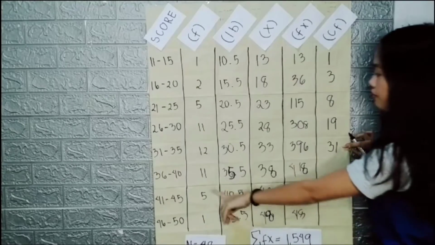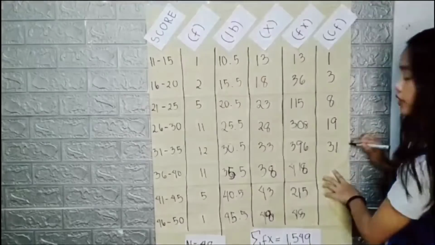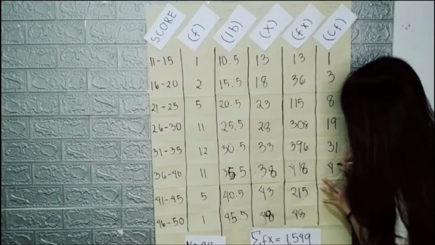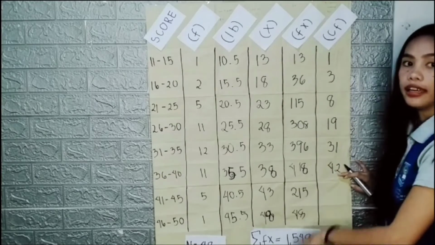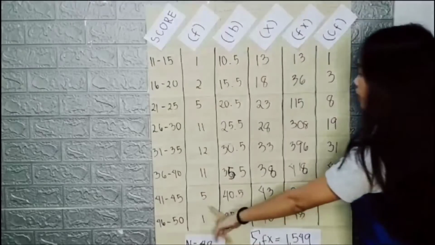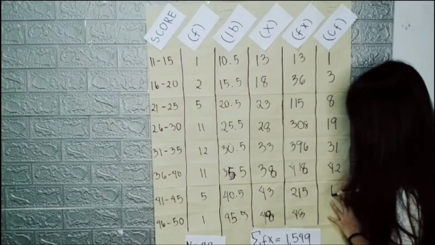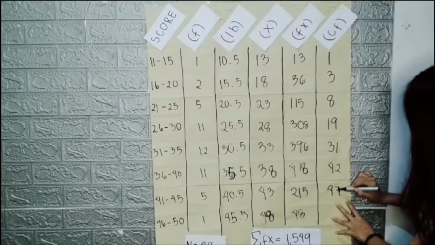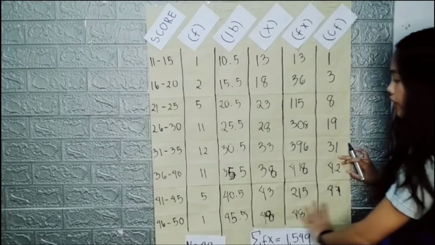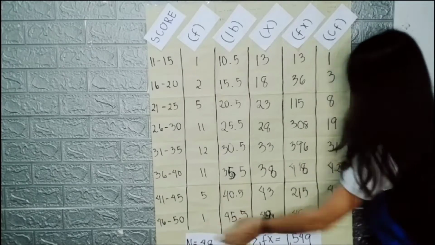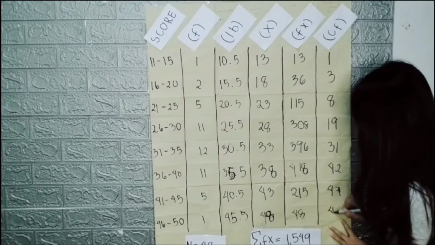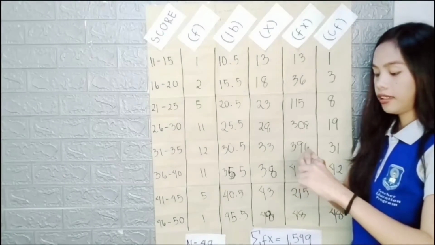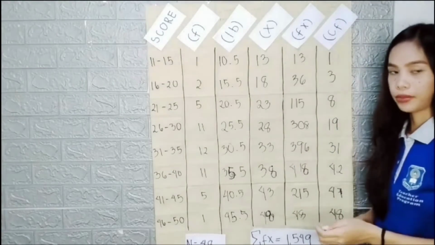Next is 31 plus 11 is equal to 42. And next, 42 plus 5 is equal to 47. And 47 plus 1 is equal to 48. So that's how we can get our cumulative frequency.